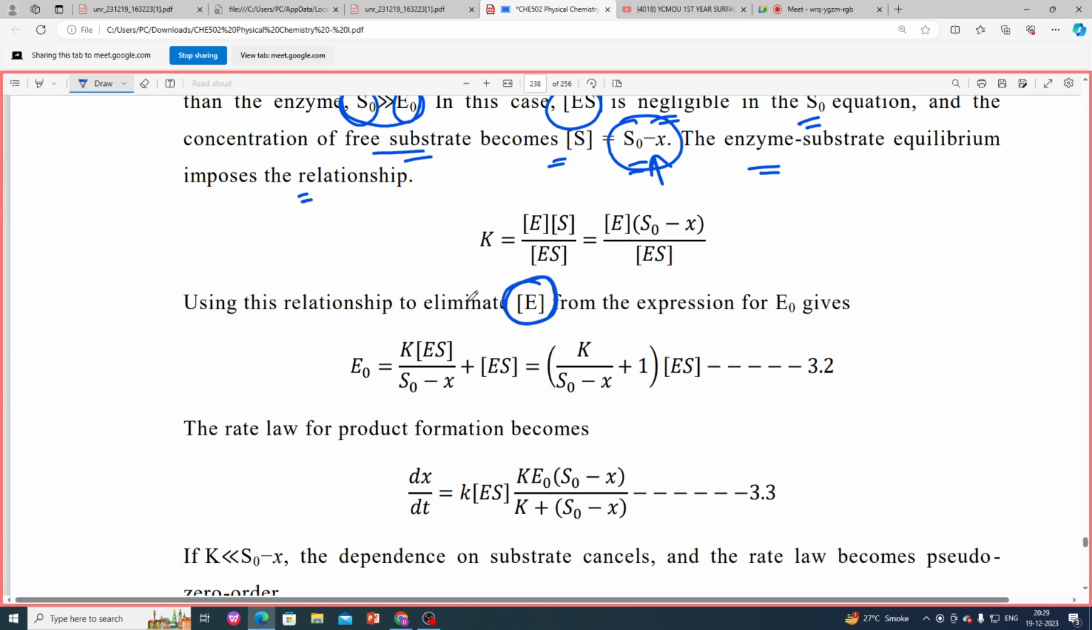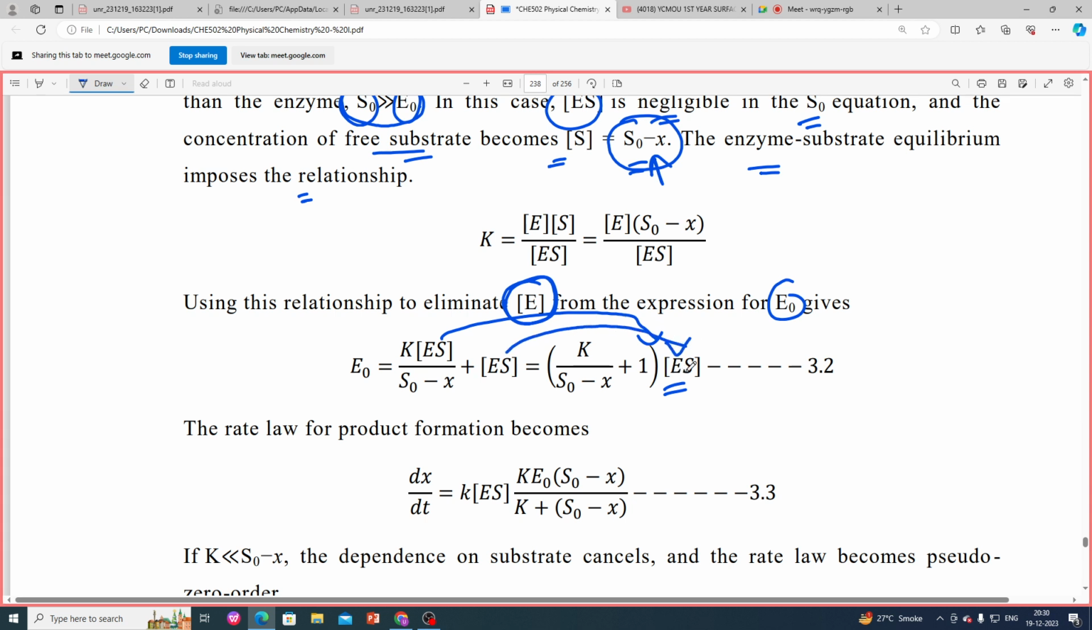Okay, see, by using this equation from the expression of E0 gives, E0 is equal to K concentration of ES divided by H0 minus X plus ES, which is equal to K concentration of H0 minus X plus 1, and ES जो है वो बाहर आ जाएगा. इक्वेशन कंसीडर करो, ये जो ES था ये ब्रैकेट के बाहर आ गया, ये ES था ये भी ब्रैकेट के बाहर आ गया.